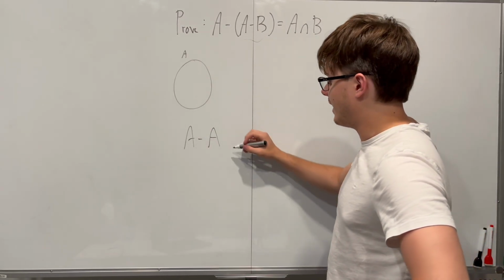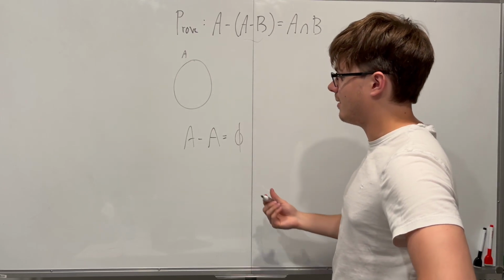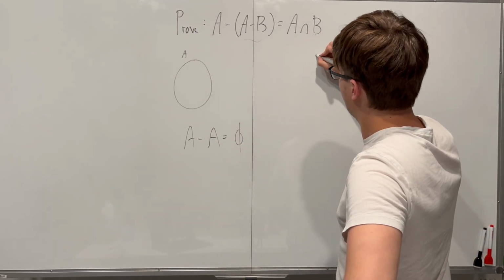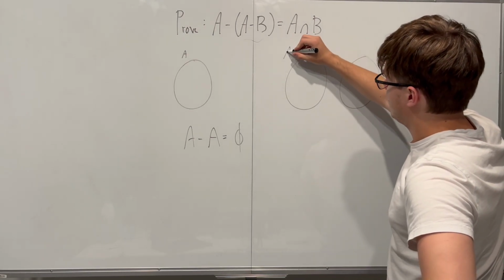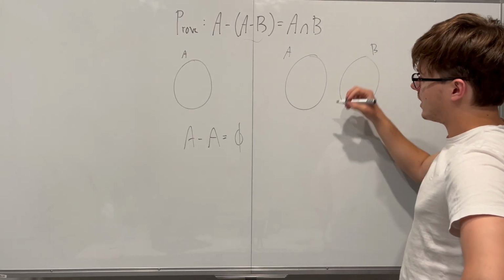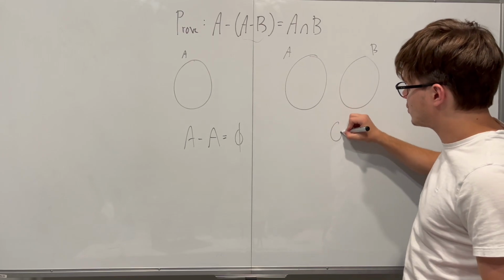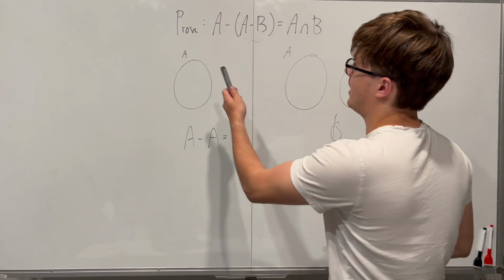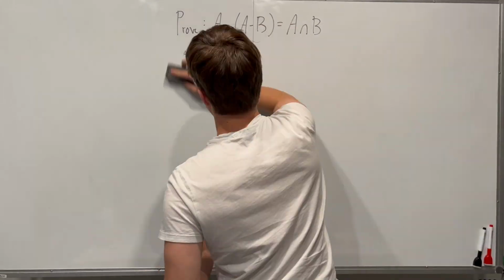Because you're only left with A. And what do we know? A minus A is just going to be the empty set. Fantastic. Okay, so we should get the empty set on the right-hand side. Well, if A and B share nothing, then the intersection is obviously going to also be nothing, which is also going to be the empty set. So it's also going to be true for when A and B don't share anything at all.